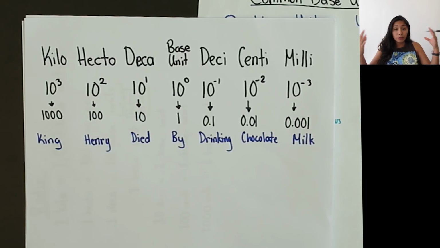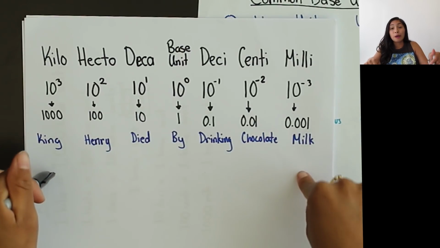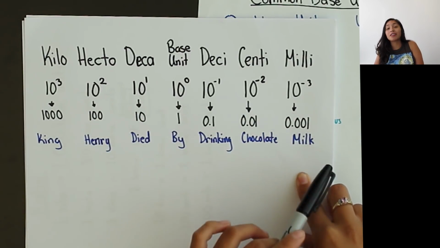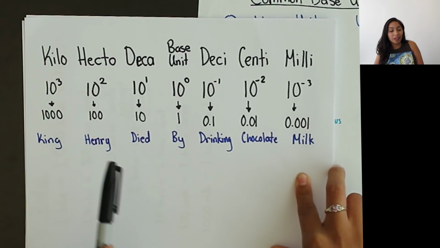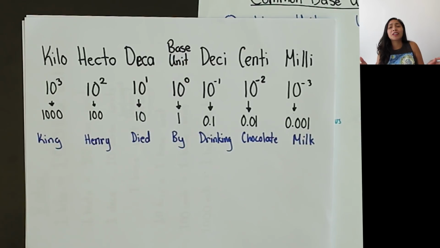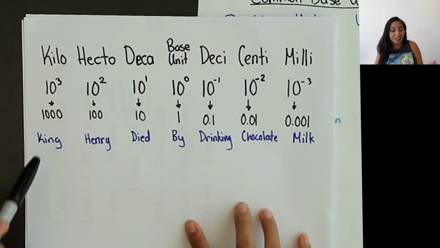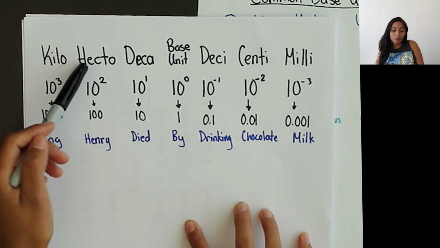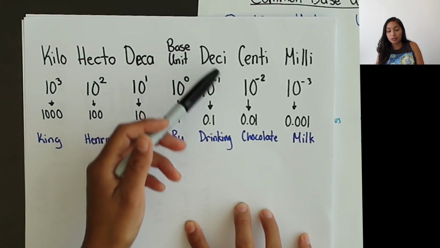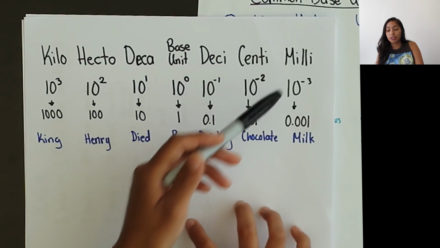Now, let's say you forget. Well, don't worry. There's a mnemonic for these common prefixes. King Henry died by drinking chocolate milk. Again, King Henry died by drinking chocolate milk. If you ever forget, just remember this mnemonic. Now, King is for kilo, Henry is for hecto, died is for deca, by is for the base unit, drinking is for deci, chocolate is for centi, milk is for milli.